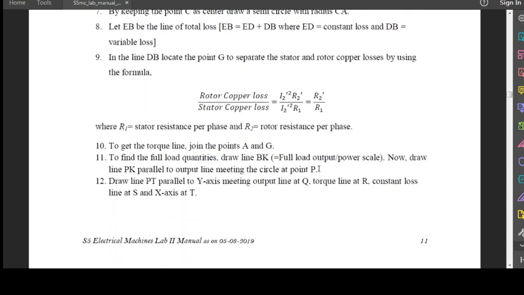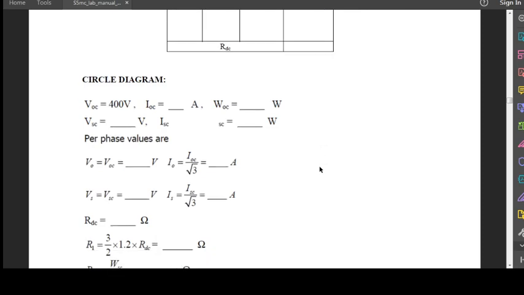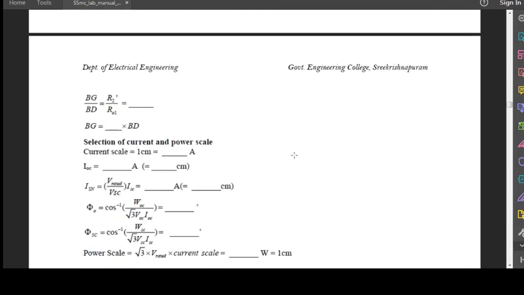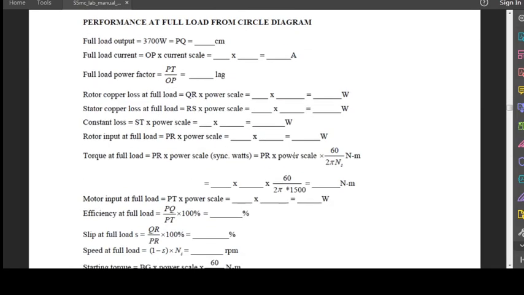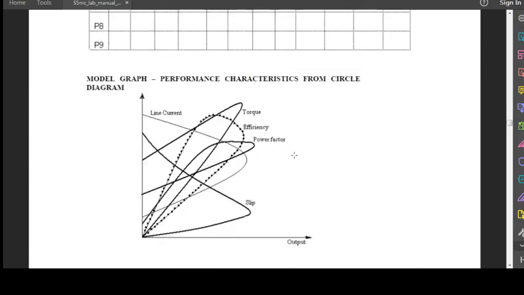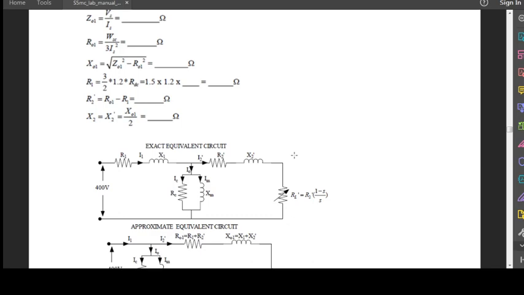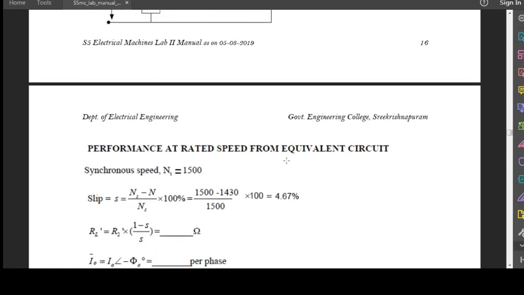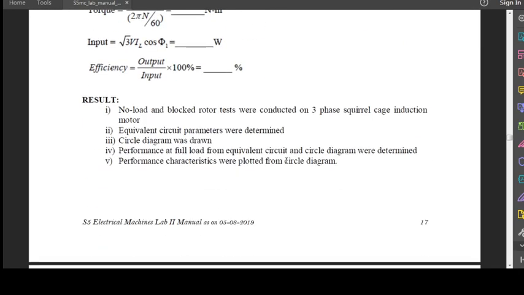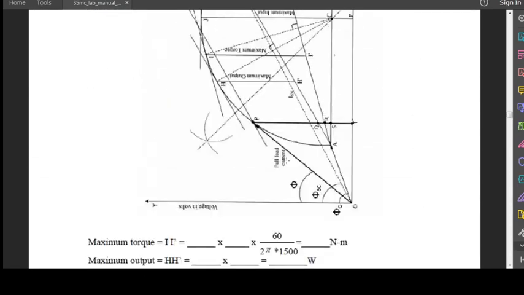Then we are moving to the calculation part. For the circle diagram, we have to calculate these many values, and with the performance values, we can draw the circle diagram. Then the equivalent circuit parameters. We can calculate the equivalent parameters, and our final equivalent circuit is like this. Then the performance at the rated speed from the equivalent circuit. These are the steps to finish our experiment.